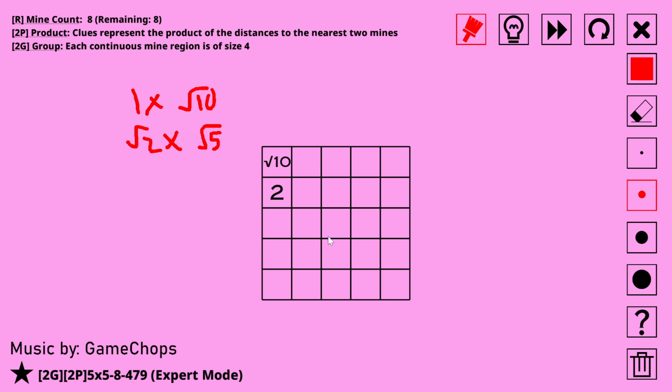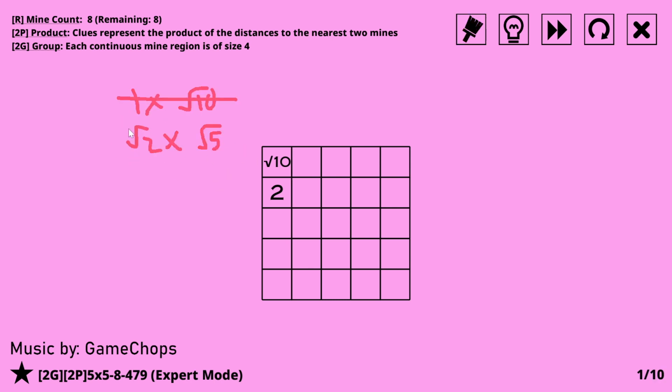If it's 1 times root 10, well, root 10 is actually root of 3 squared plus 1 squared, right? So root 10 is a distance of 3 in one direction and 1 in the other. That breaks, because if that is so, then it must be a distance of at least 3 away, right? Therefore, besides the mine that is 1 away, there cannot be any mines in those cells, which breaks. So it can't be 1 times root 10, it must be 2 times root 5.